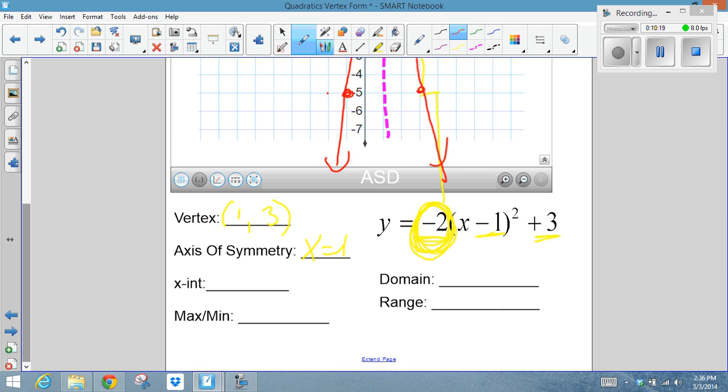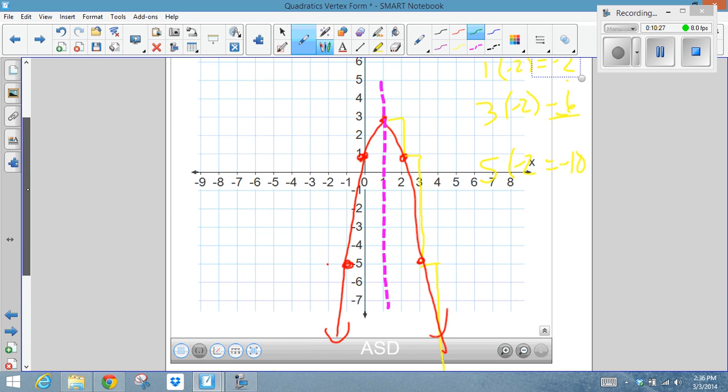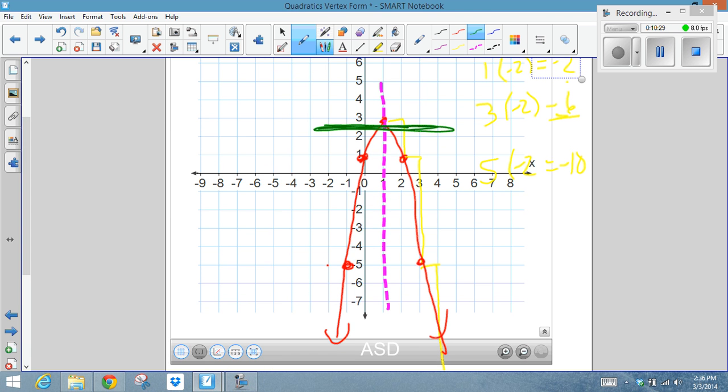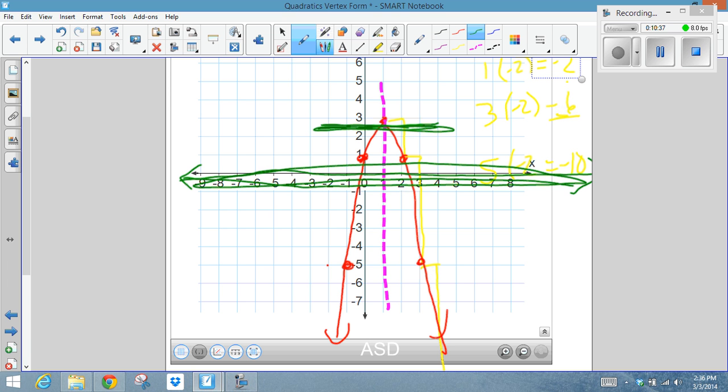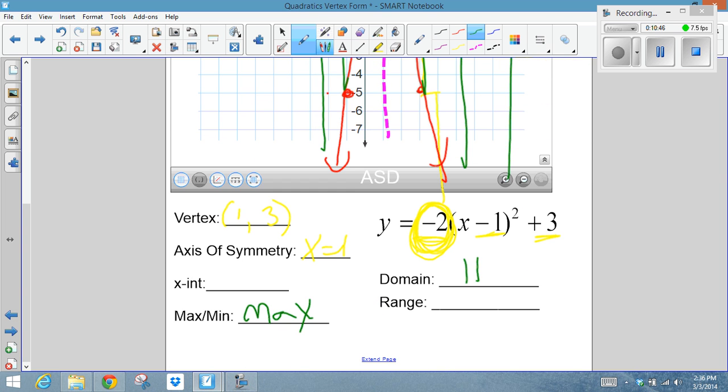So let's talk about domain and range. This one has a maximum because it's upside down, right? Nothing gets higher than that. Now that's important because that means that for my x values, anywhere along this line, there's a point that touches the parabola somewhere, right? I know this goes off, but it does go down there. So my domain is all real numbers.